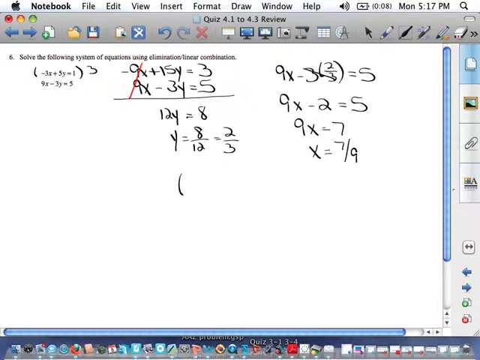9x equals 7, so x equals 7/9. The solution to this problem is x is 7/9, y is 2/3. And again, you can substitute that back into the equations and verify that it makes the equations true. That's how you'll know that your solutions are valid.